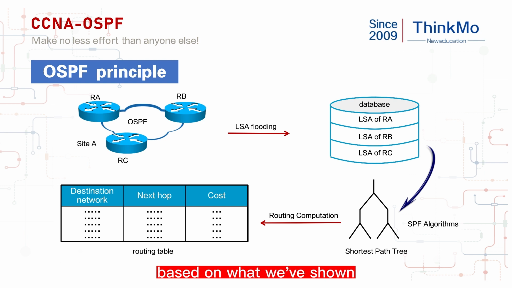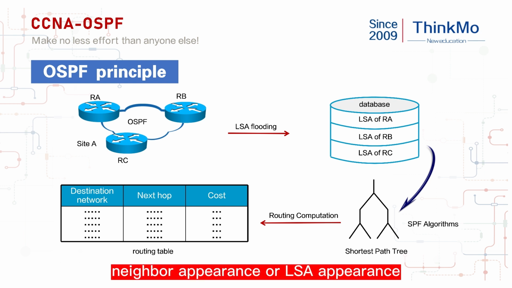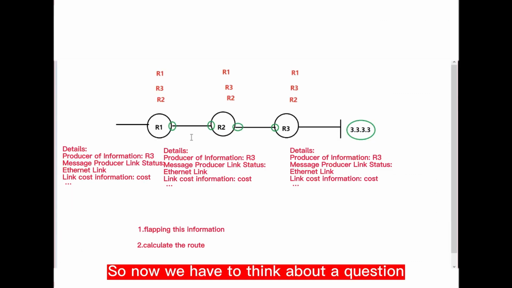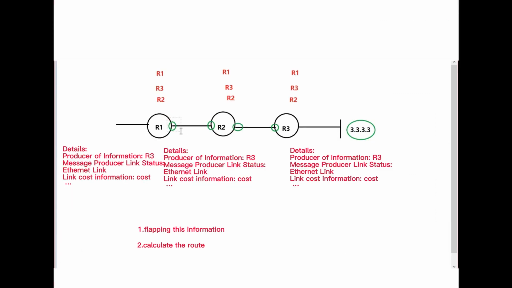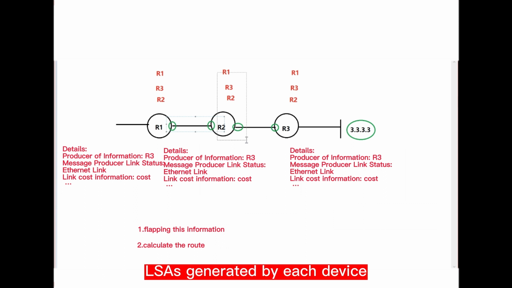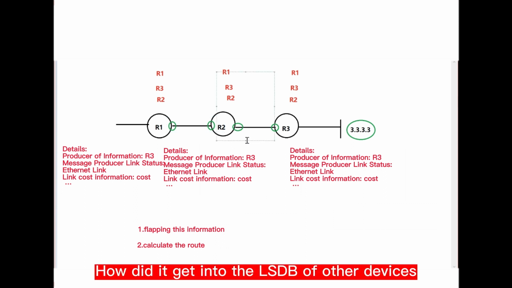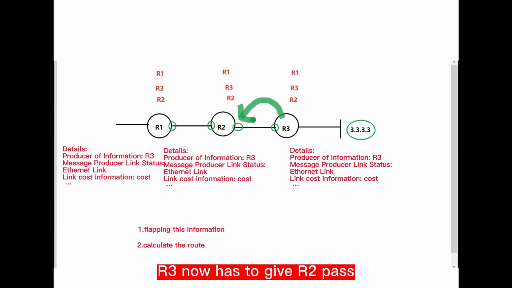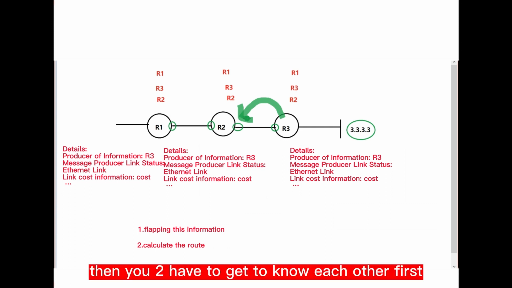Based on what we've shown, neighbor relationship or LSA, invert this graph. So now we have to think about a question. How do the LSAs generated by each device get into the LSDB of other devices? That is, R3 now has to pass them to R2. Then that's the problem. Like we do in real life, you want to tell others about yourself, then you two have to get to know each other first.